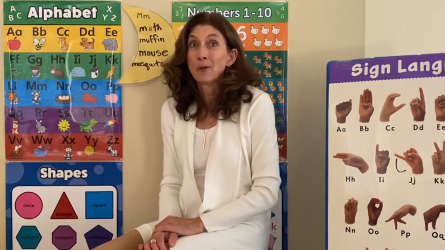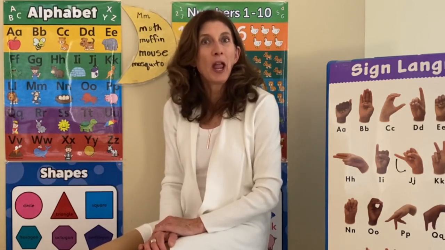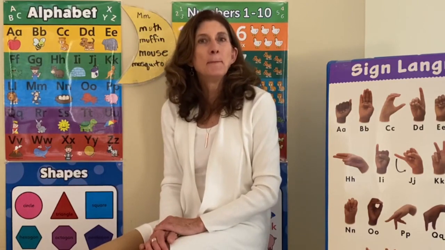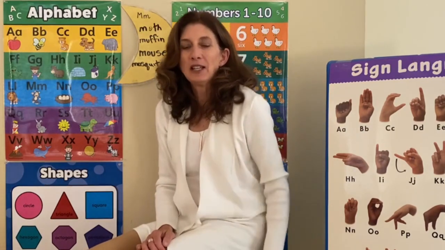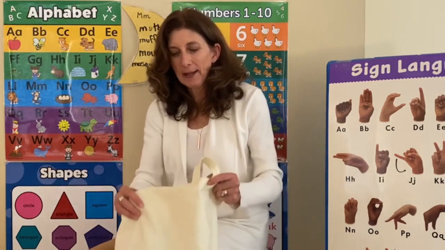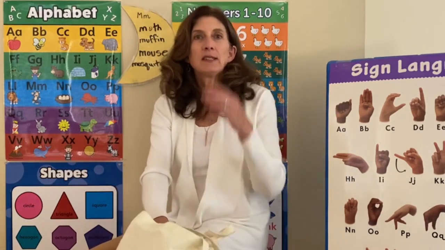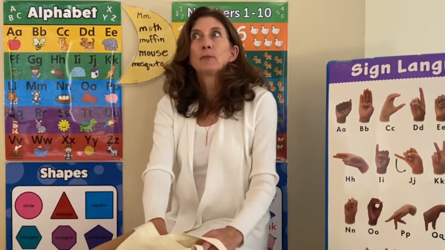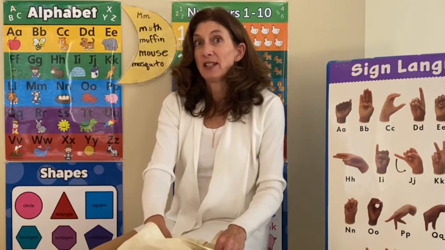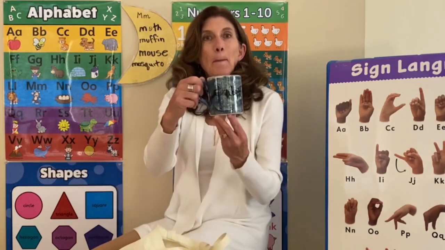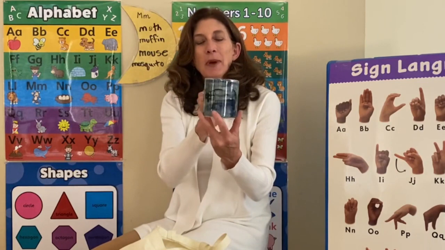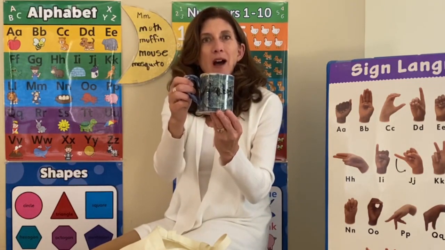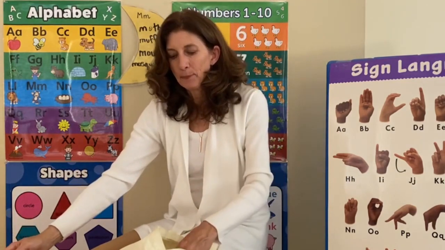Now, I went around and gathered things that started with the letter M, and you can do that too. I found things that made me say M to start with. Let's see if you can guess what I have in my bag. I'll give you some clues. This is something you drink out of. It's not a glass. Grown-ups might drink coffee or tea out of it. It's a mug. And one of my kids made this mug for me. They painted it and made it for me. Mug. Mug starts with M.